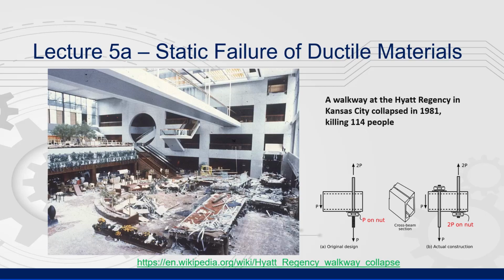The original design specified 3 pairs of rods running from the second floor walkway up to the ceiling and passing through the beams in the 4th floor walkway. The manufacturer of the rods, however, proposed that 2 separate and offset sets of rods be used, the first set suspending the 4th floor walkway from the ceiling, and the second set suspending the 2nd floor walkway from the 4th floor walkway. This design change proved to be fatal.